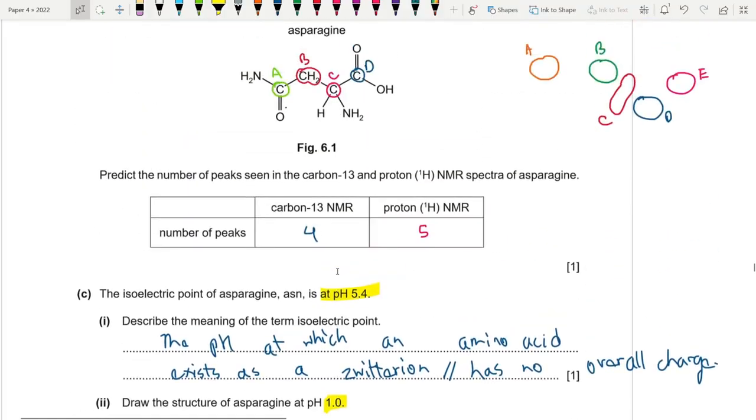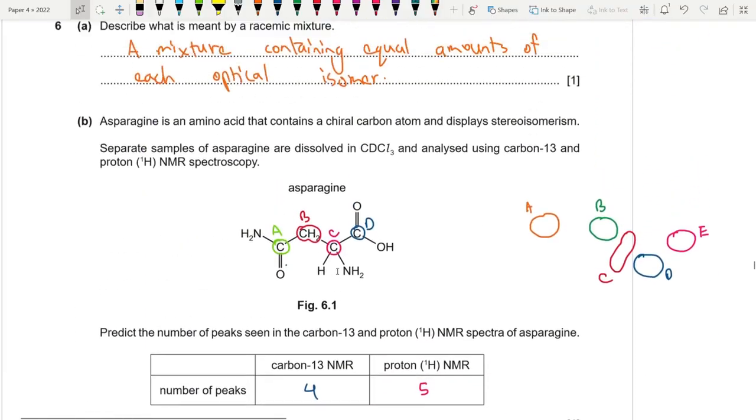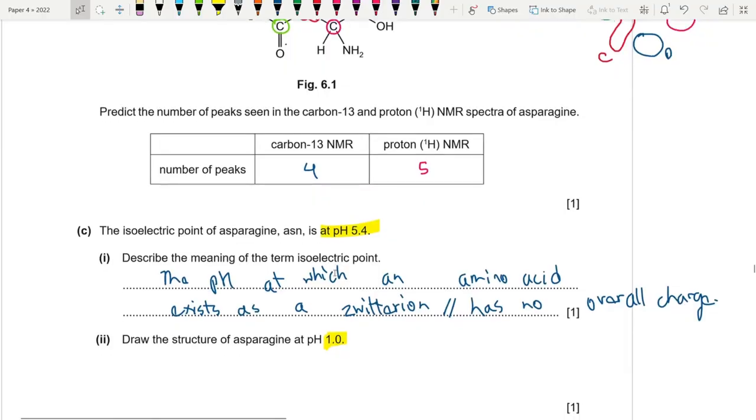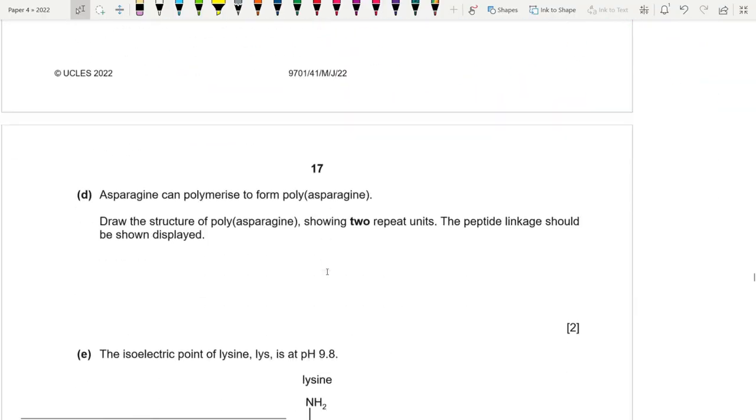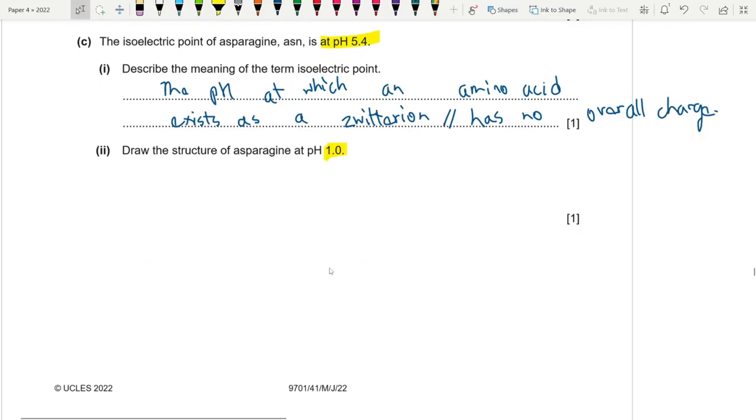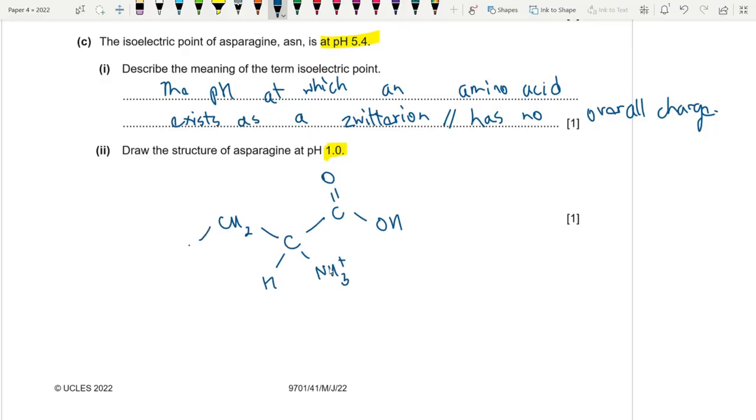Okay, so logically that's what's supposed to happen, but apparently in the mark scheme they did not show that. So they just went for this. This is asparagine. They just went for NH3 plus. COOH, this turned from COO minus to COOH, and on this side they actually kept it as NH2.